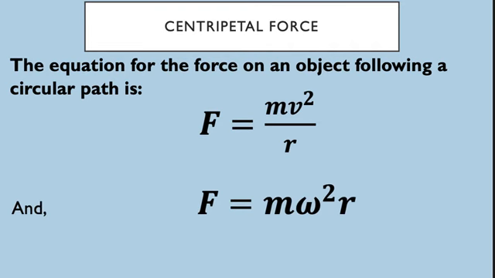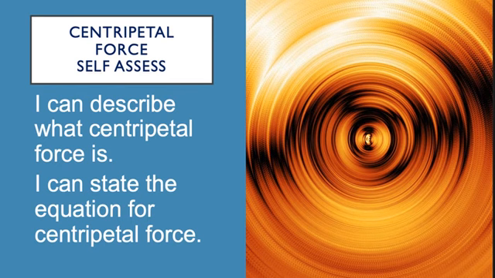The equation for the force on an object following a circular path, the centripetal force, is either going to be mv squared over r or m omega squared r. Fairly straightforward, hopefully. So this is what you should be able to do by the end of the day. You should be able to describe what centripetal force is, and you should be able to state the equation for centripetal force.